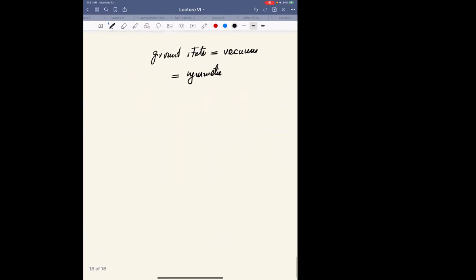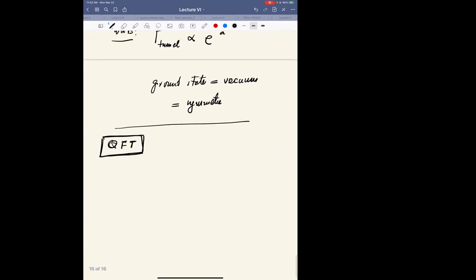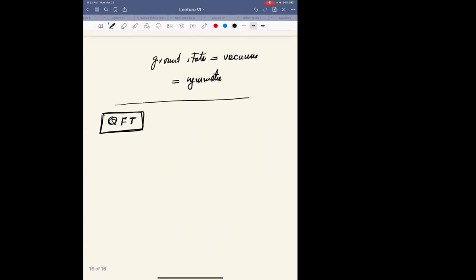Well, the point is that this is true in quantum mechanics. However, in quantum field theory, when you have an infinite-dimensional problem, it's all of space-time, whereas here you have just the x coordinate. It turns out that gamma is zero for tunneling.